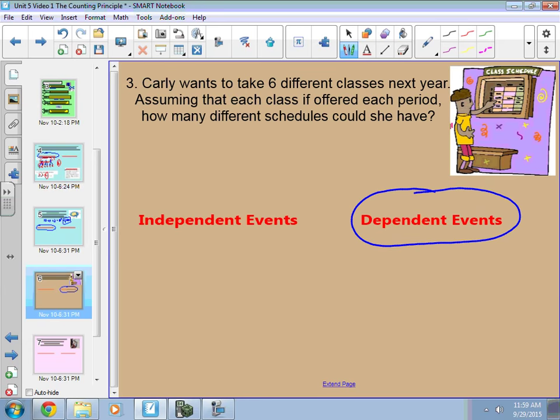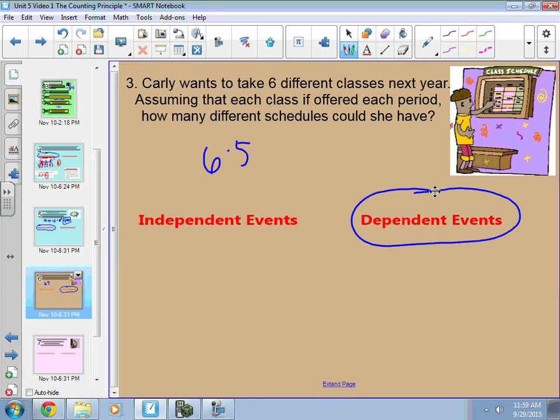Well, if she's taking 6 classes, she has 6 possibilities. Okay, now second hour. Let's say she took biology her first hour. Now she has 5 classes left to choose from. So now she has 5 choices. Let's say she takes algebra.